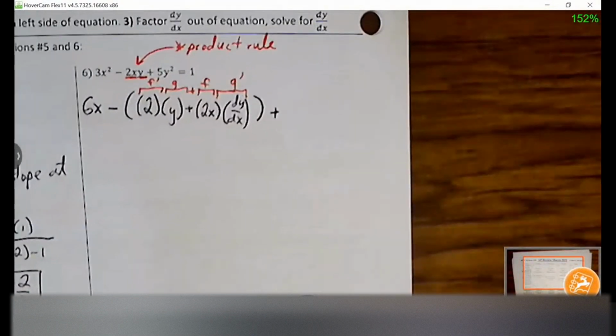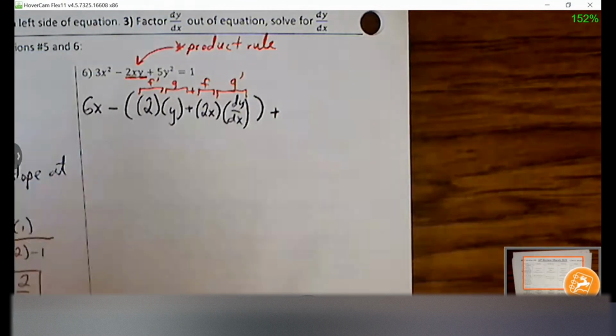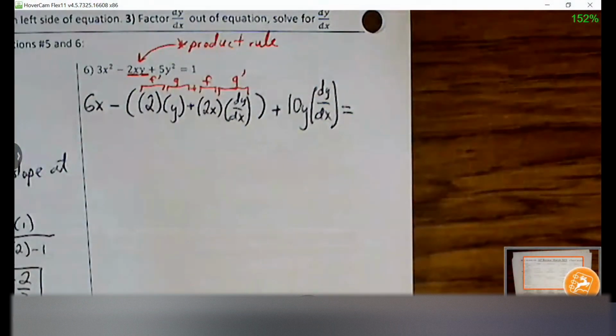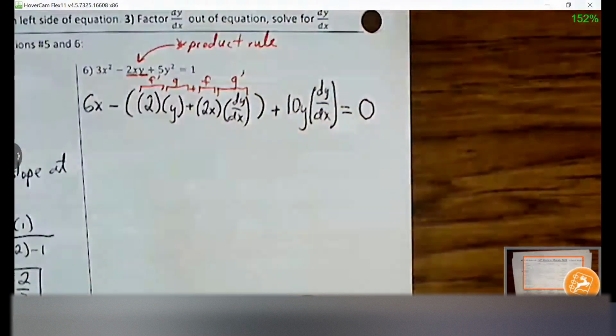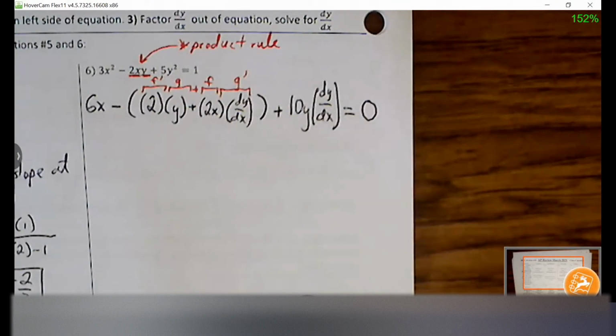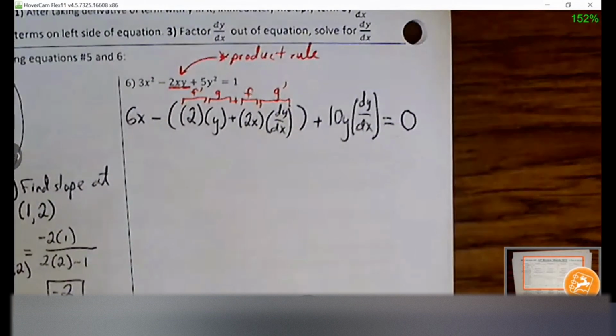Okay, next term, 5y squared. Yeah, 10y and then dy dx. Okay. Equals, good, 0. I think sometimes when we see a constant by itself, we typically think that it's not affected by the derivative. And sometimes I see students leave that constant there. But just remember, every term is being impacted by the derivative, so that 1 is going to turn into a 0. Okay, we're done with the calculus. The rest is just cleanup. Any questions so far? Okay, all right.